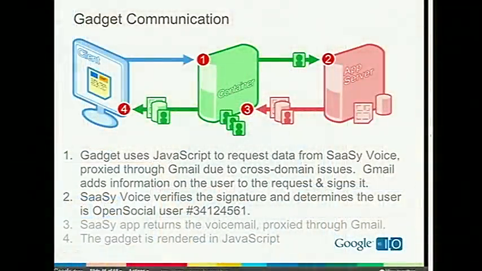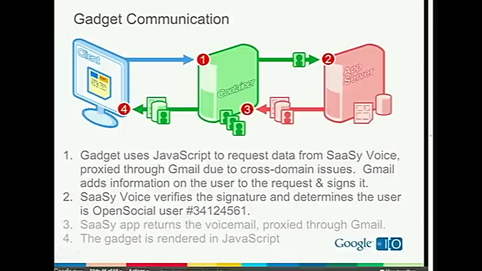Now, there's one important topic here with gadgets, and there are actually two sessions tomorrow on gadgets that I'll get to shortly. But just a brief overview on the way that gadgets communicate. Gadgets use JavaScript with the OpenSocial gadget APIs, and they use JavaScript to request data from the application. In this case, the gadget is requesting data from the Sassy Voice application.